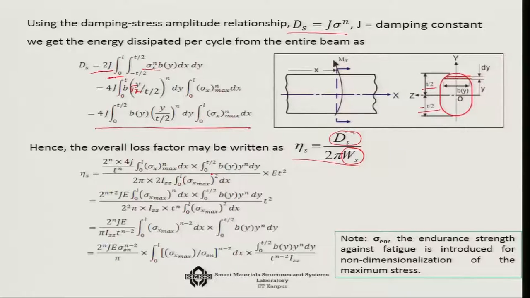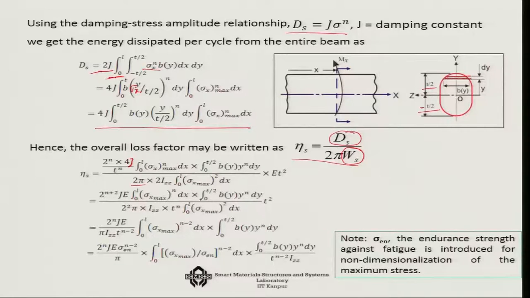The terms look a little bit algebraically involved, but it is very innocuous, because we just have several integrations to carry out. What you will find is that the entire system looks like 2 to the power n into 4 J, this J of course being capital, divided by T to the power n, times the integration 0 to L sigma x max to the power n dx, and the other integration 0 to T by 2 B y to the power n dy. That is the top part, and in the bottom part it is 2 pi, and the work done, which is 2 I zz integral 0 to L sigma x max square dx.